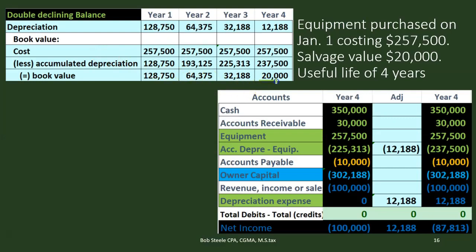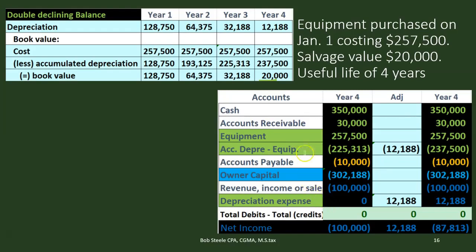Remember the trial balance, here's our 20,000, here's our worksheet up here. Before we do this adjusting entry, we have equipment of 257.5, we've got accumulated depreciation of 225,313, and then a book value of 32,188. We have the capital account here, we have the income. We're assuming we performed the same in year 4 as we did in year 3, so we earned another 100,000. Holding all else equal, the only other thing we're going to look at on the income statement will be the depreciation expense, and therefore it's 0 at this point before we do the adjusting process.